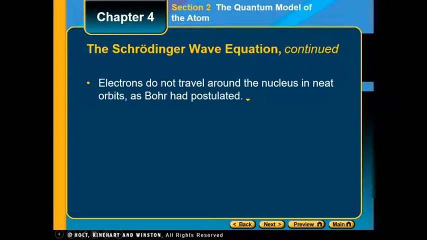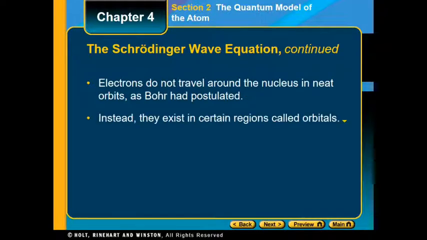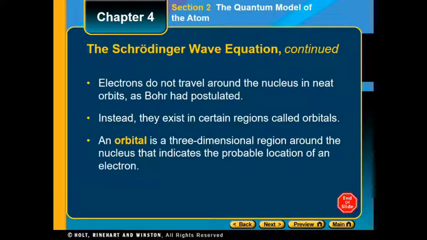Electrons do not travel around the nucleus in these neat orbits, again, the way we thought Bohr had stated. Instead, they're going to exist in regions called orbitals. And there's your definition for orbital. An orbital is a three-dimensional region around the nucleus that indicates the probable location of an electron. Again, the probable location of an electron.